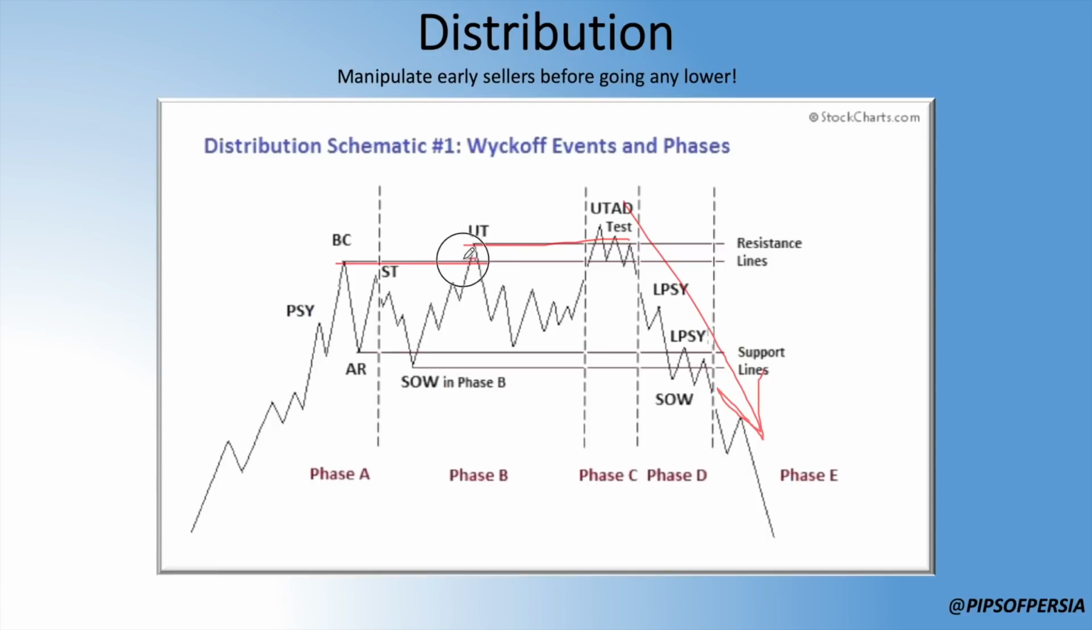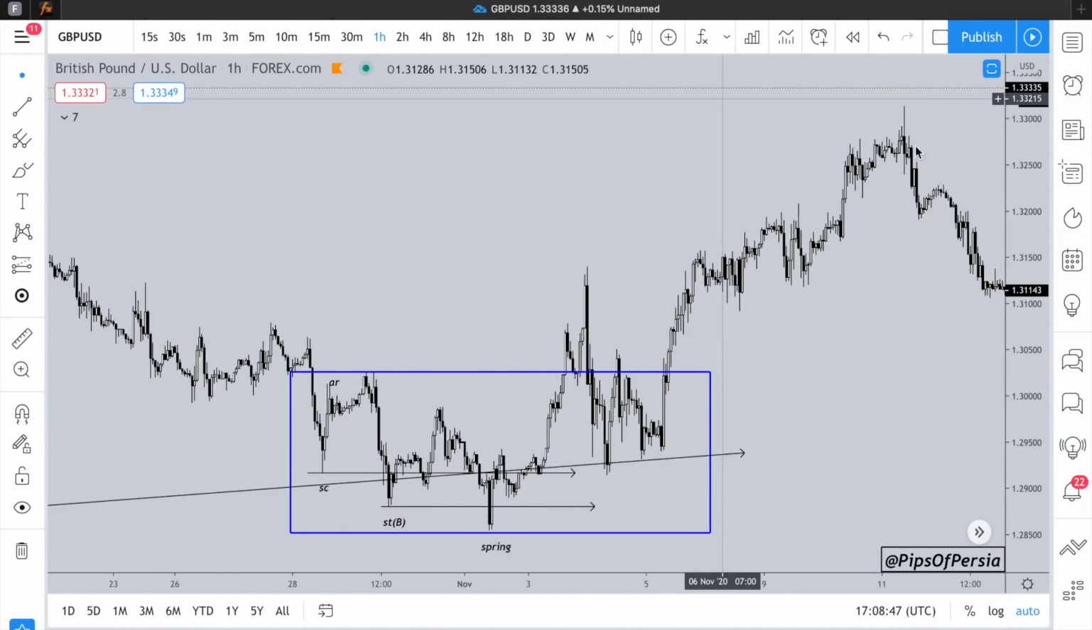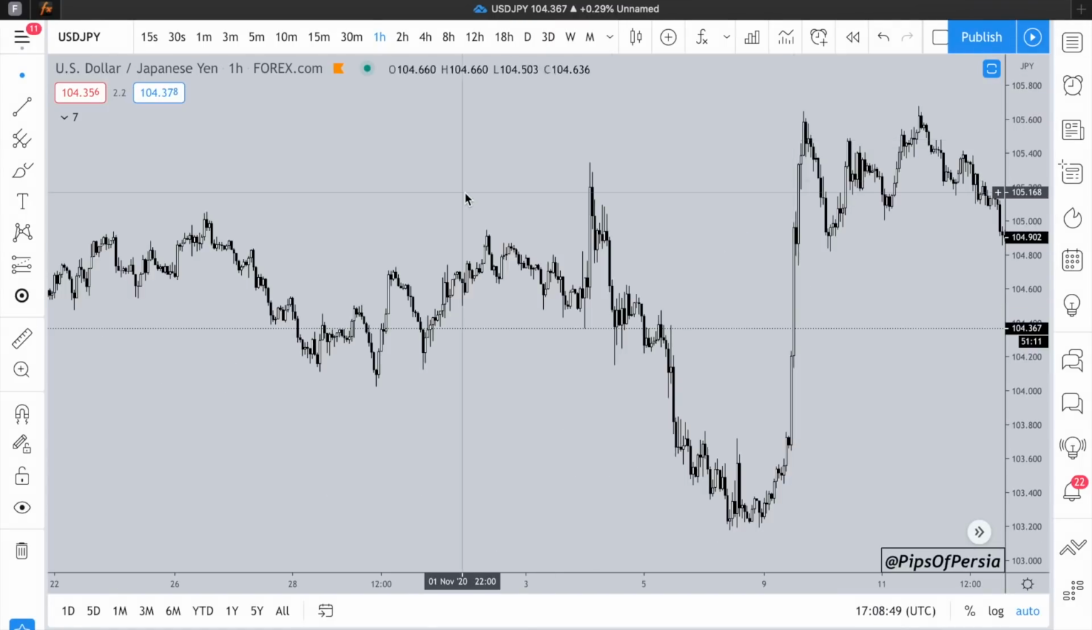Probably we had a lot of people who were looking to sell it, let's say at these points where they got wiped out. A lot of people who were looking to sell it at these points and they also got wiped out. So the entire idea behind it is to take out early sellers, release liquidity to truly allow the market to trend properly. Again, an example of a distribution would be the USD JPY trade scenario that we have.